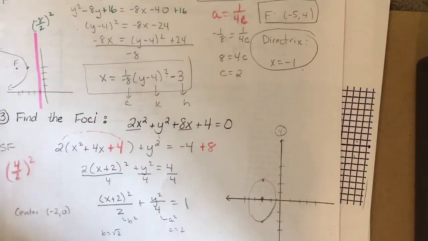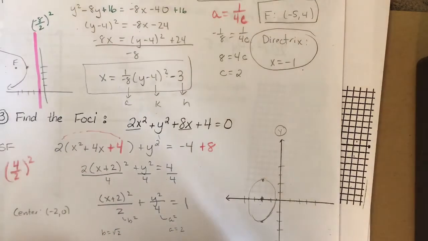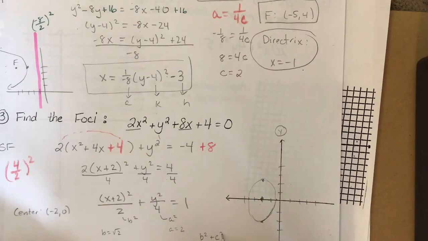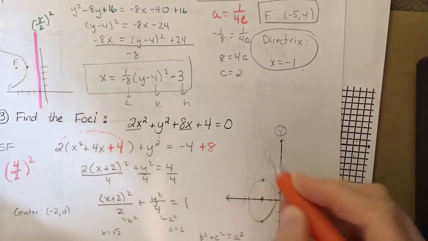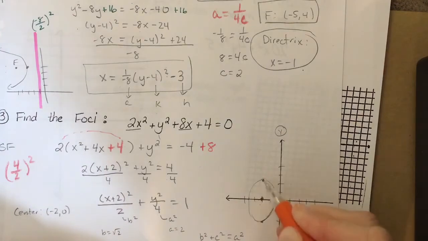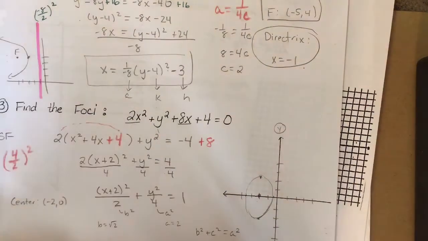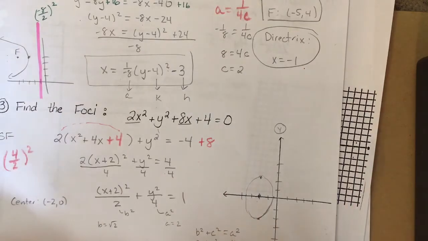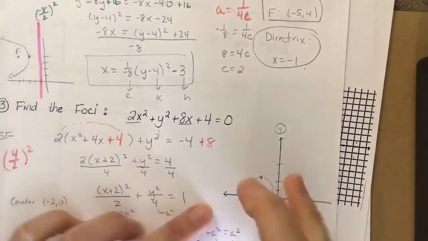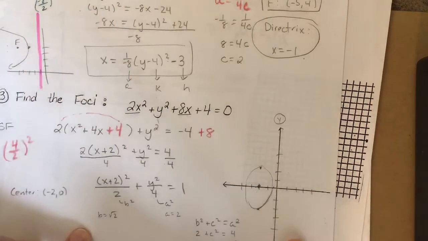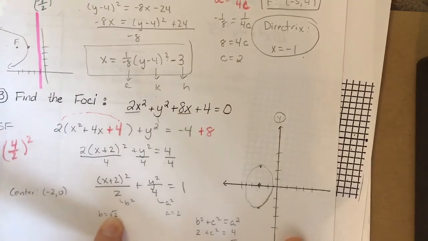Now let's just find the foci. I need to find c. Right? So it is b squared plus c squared equals a squared, because a is the biggest distance on this. B squared is 2 plus c squared equals 4. Ooh, c squared is 2. C is the square root of 2, just like b, that's fine.